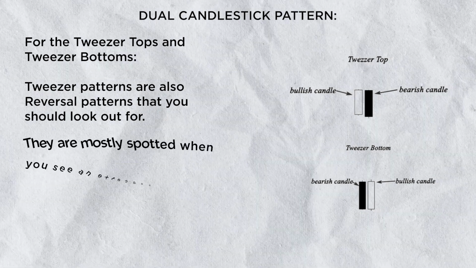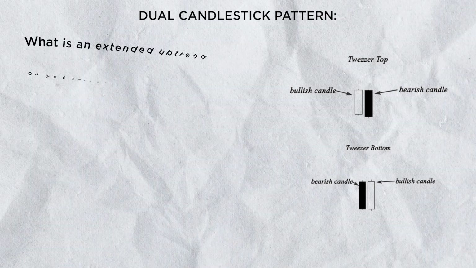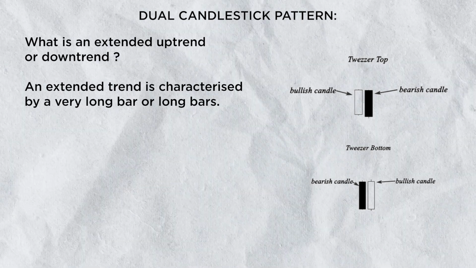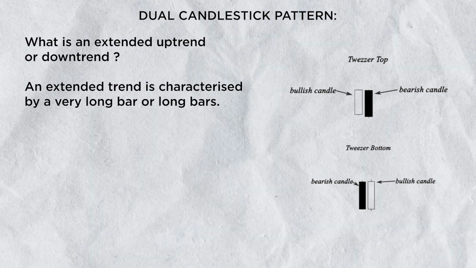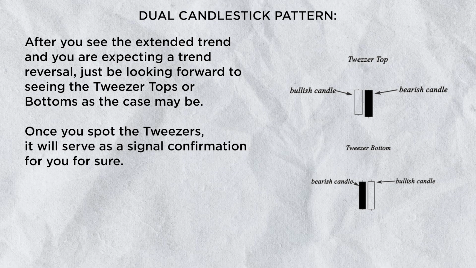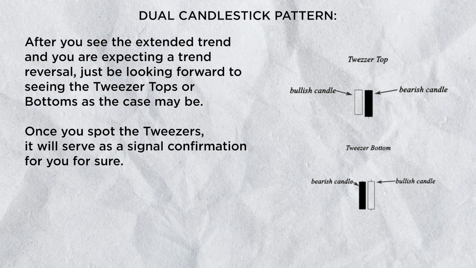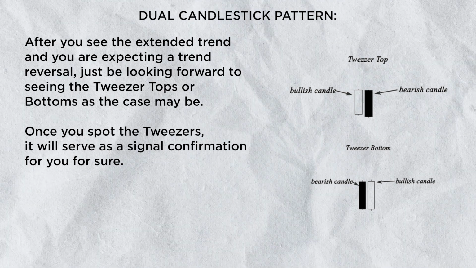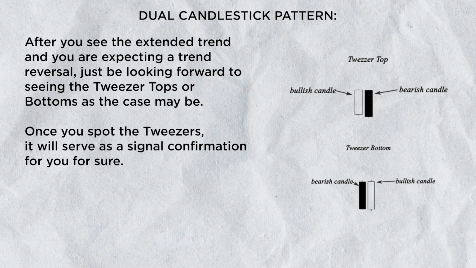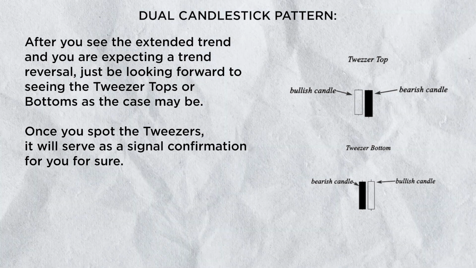For the tweezer tops and tweezer bottoms, tweezer patterns are also reversal patterns that you should look out for. They are mostly spotted when you see an extended uptrend or downtrend. What is an extended uptrend or downtrend? An extended trend is characterized by a very long bar or long bars. After you see the extended trend and you are expecting a trend reversal, just be looking forward to seeing the tweezer tops or bottoms as the case may be. Once you spot the tweezers, it will serve as a signal confirmation for you for sure.